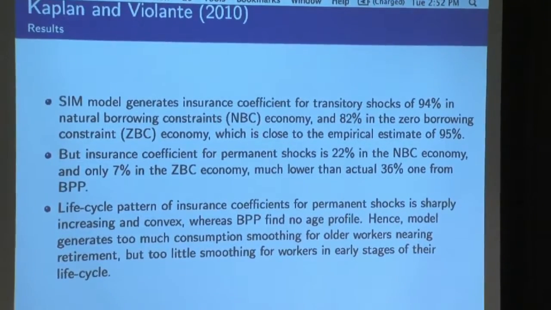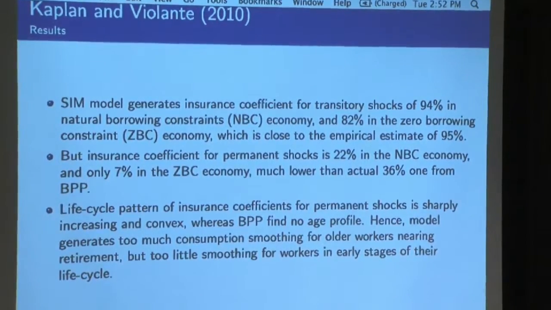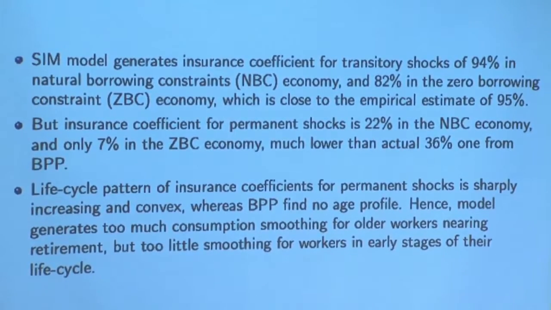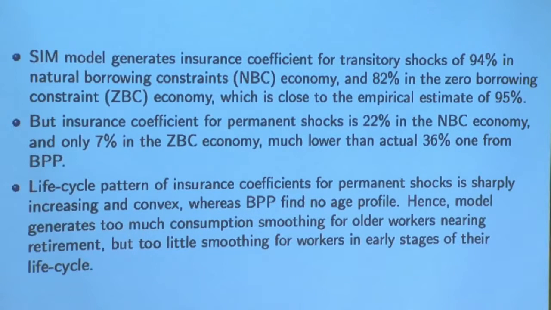So the standard incomplete markets model generates an insurance coefficient for transitory shocks of 94% in the natural borrowing constraint economy, or 82% in the zero borrowing constraint economy. Now that's a coefficient for insurance, so that's a good thing. Be careful you don't get flipped around, because we've been looking at the degree to which consumption fluctuates with income, so you start to think high numbers are bad, but this is 1 minus that, okay? So for them, high numbers mean insurance, which means a good thing.